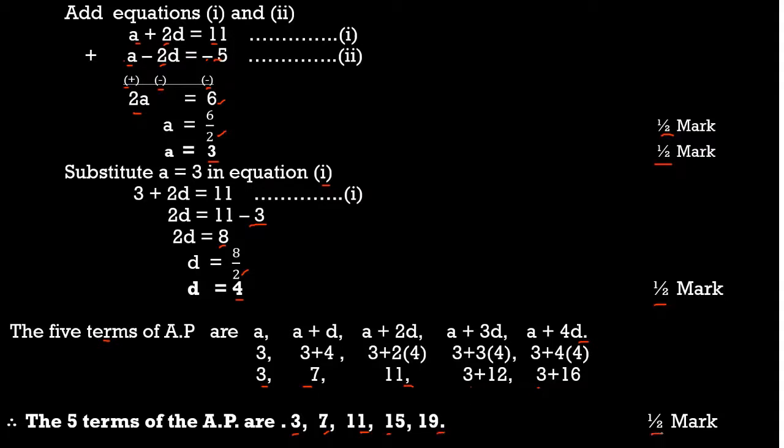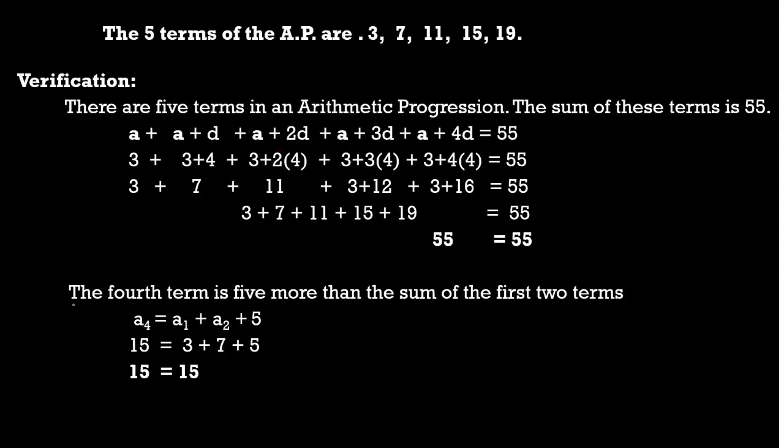Now come to the verification. First condition is there are 5 terms in an arithmetic progression. The sum of these terms is 55. For this, add 5 terms of the AP, that is 3 plus 7 plus 11 plus 15 plus 19. We get the sum 55. So first condition is correct.